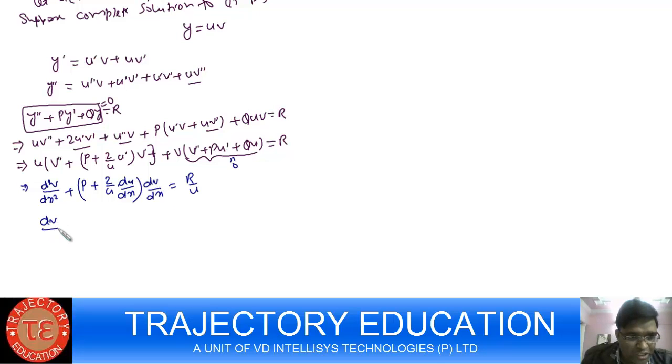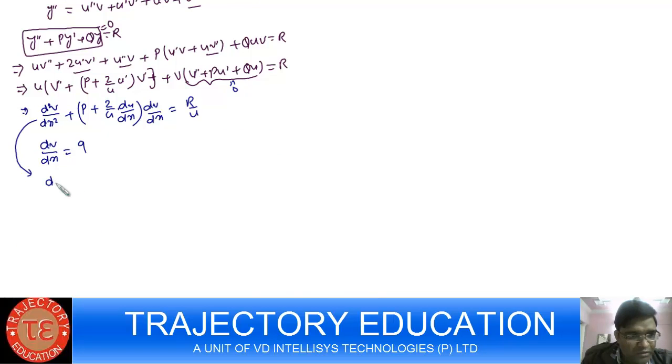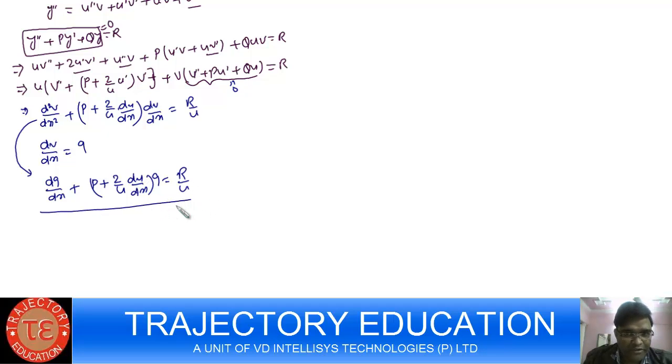And if I choose dv by dx as q, then this differential equation turns out to be dq by dx plus (p plus 2u dash by u) q equals r upon u. So this becomes a linear differential equation of first order, and we'll solve this, and then we can find q, and from q I can find v, and then y equal to uv is the complete solution. So we must remember this part, where q is dv by dx.